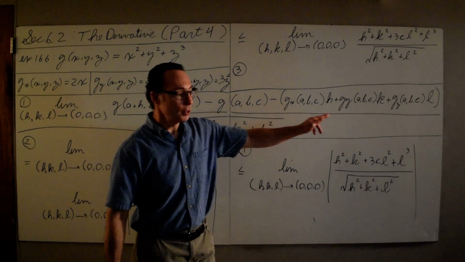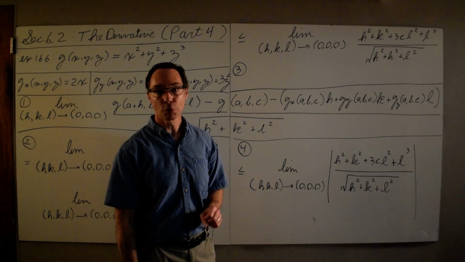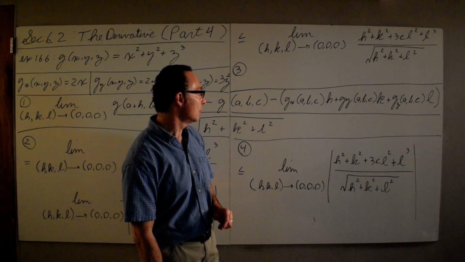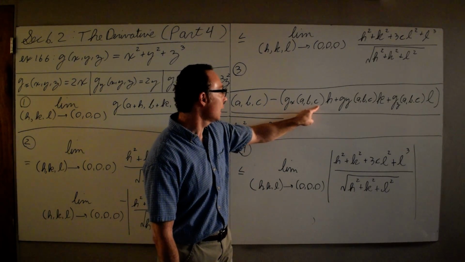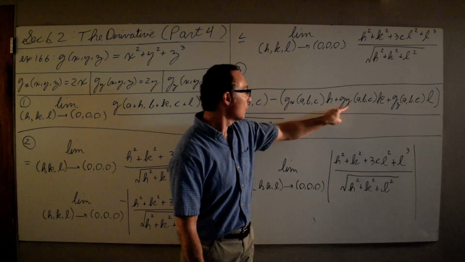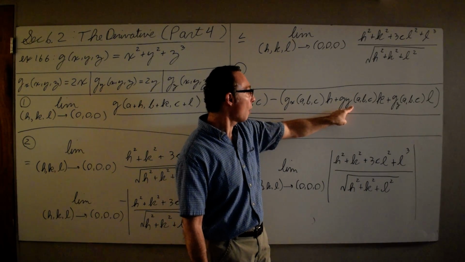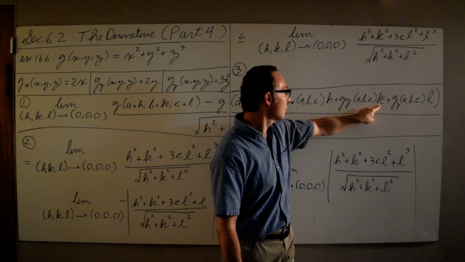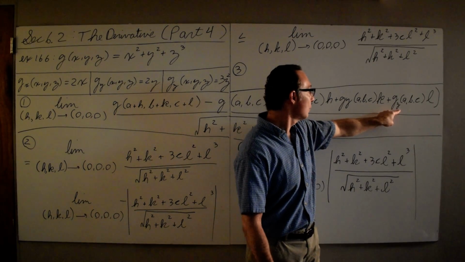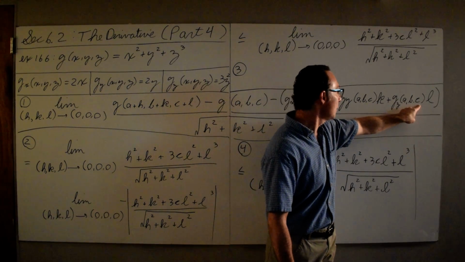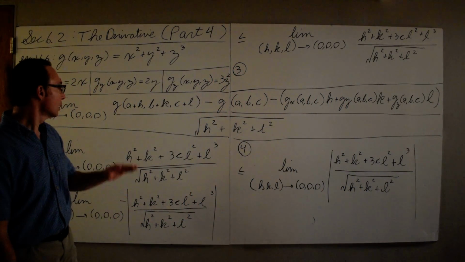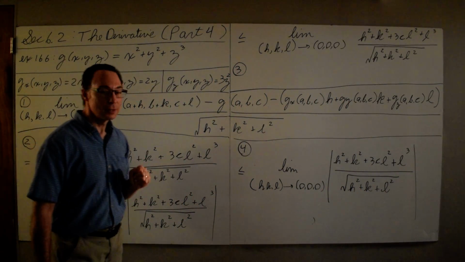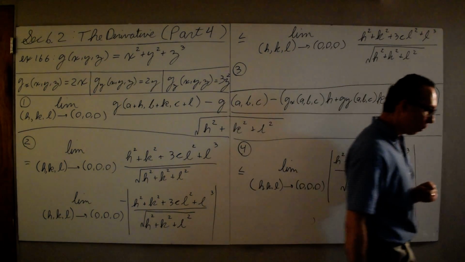minus this expression here. Now that we have a function of 3 variables, we have 3 partial derivatives. Partial derivative with respect to x, evaluated at (a, b, c) times h, plus the partial derivative with respect to y of (a, b, c) times k, plus the partial derivative with respect to z of (a, b, c) times l. So this is just the limit that we check to see if our function is differentiable or not.